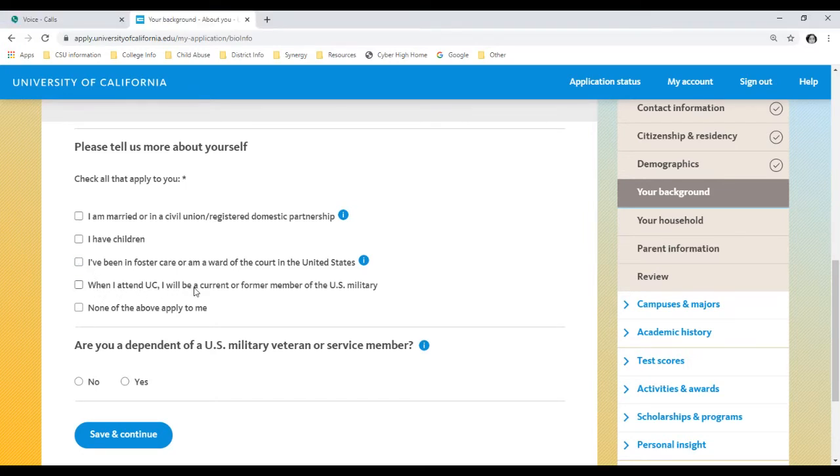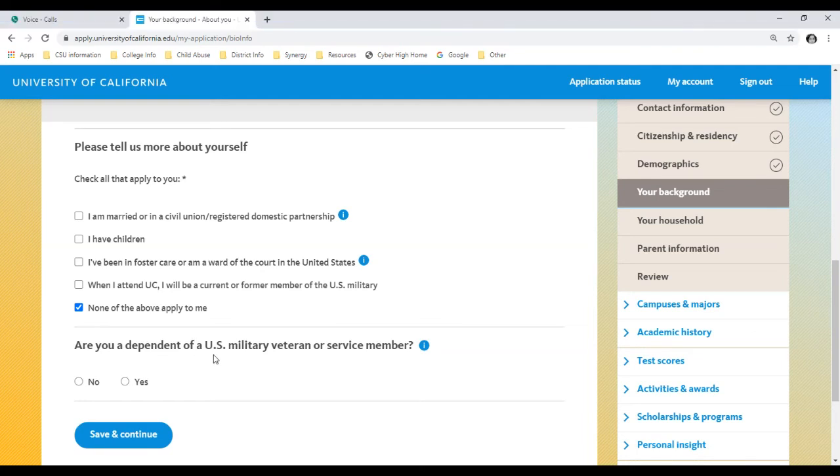When I attend UC, I will be a current or former member of the U.S. military. For some of you, that might apply. None of the above apply to me. So I would think that a lot of you will probably have to select this because a lot of these conditions are very unique to people. So probably most of you will say this, but make sure you check if you have been in foster care or you're a ward of the court. Make sure you say that.